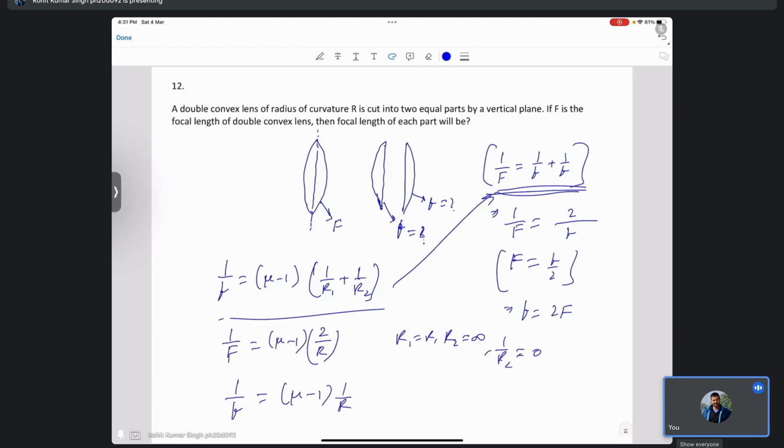And you can divide these two equations, so you will get f by f, so this will get cancelled, and you will get 2. So here also you can find f is equal to 2f, correct? The same thing, because this formula that you mentioned is derived from the Lensmaker formula, so this way you can also calculate. Fine.